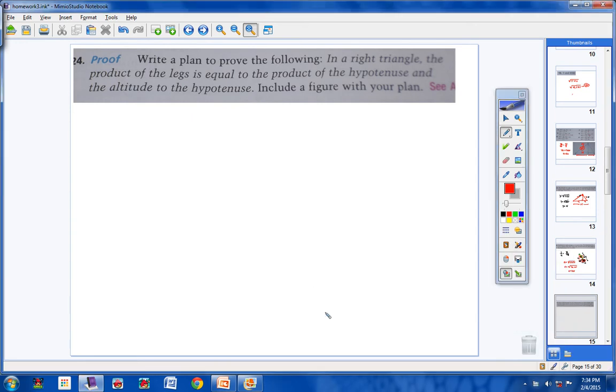Now, students, the first thing that I would recommend, of course, is obviously, in my opinion, to get a picture of this, okay? So we have a right triangle, and the product of the legs is equal to the product of the hypotenuse and the altitude drawn to the hypotenuse. So the first thing we're going to do is get a picture of this, okay? So here's my right triangle right here.